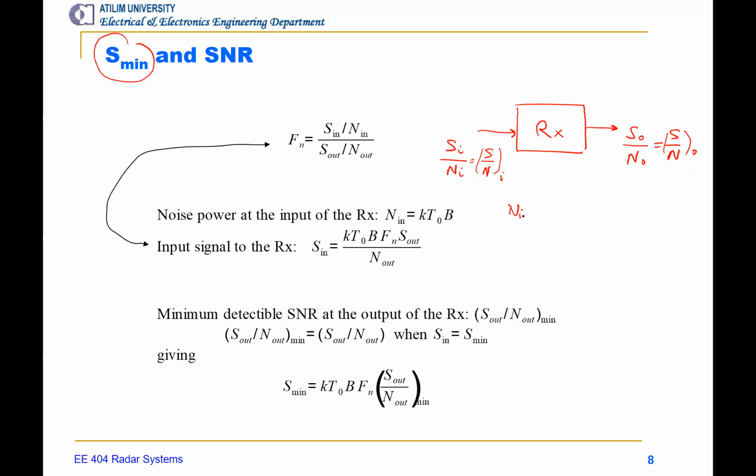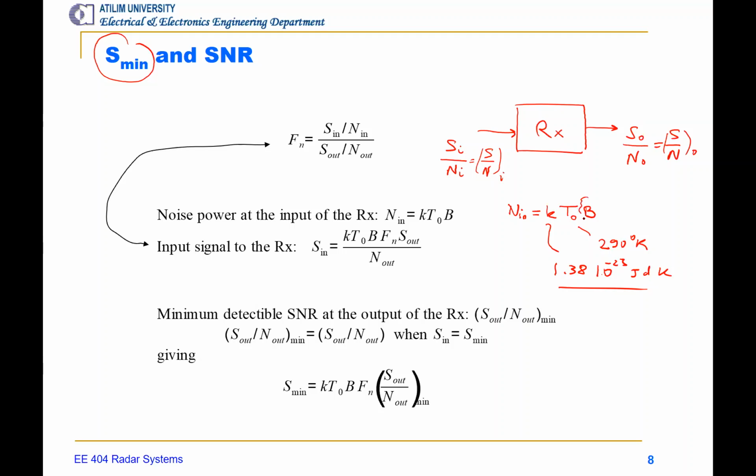Input noise power of the receiver is simply, as we have shown in the previous slide, k T0 B if it is at standard temperature. Note that T0 is 290 degrees Kelvin, and k is 1.38 times 10 to the minus 23 joules per degree Kelvin. Okay, these are standard parameters if it is given at standard temperature.